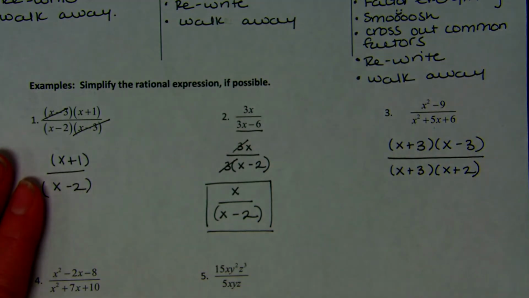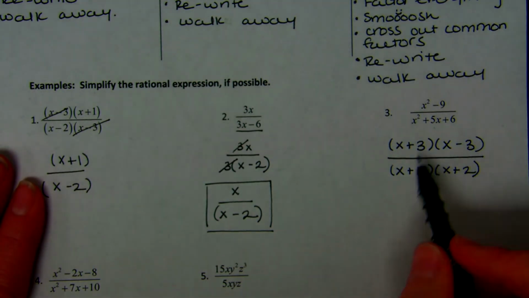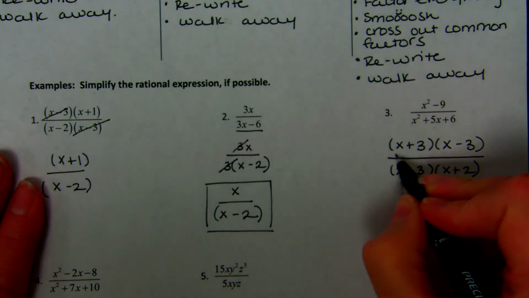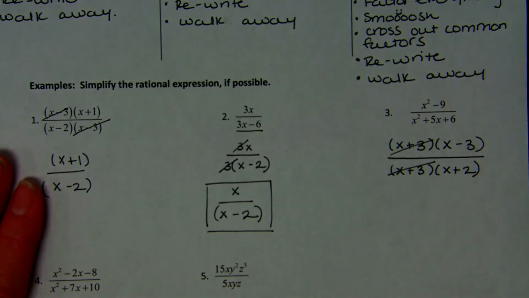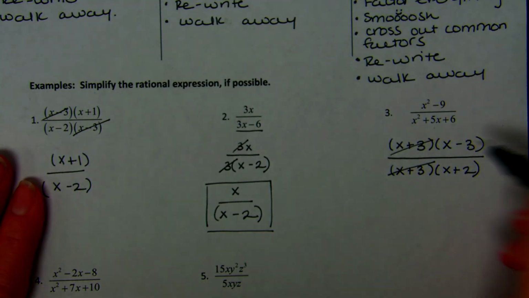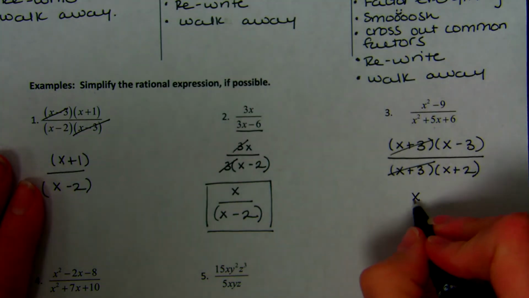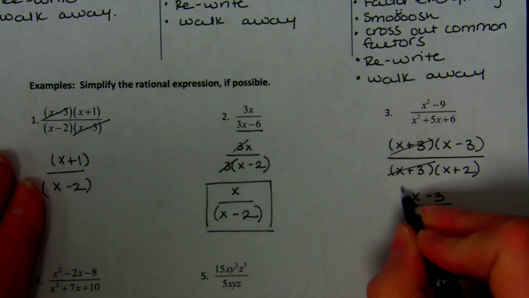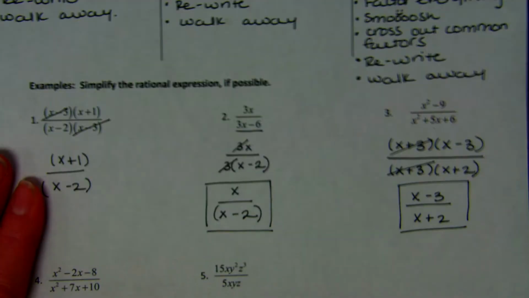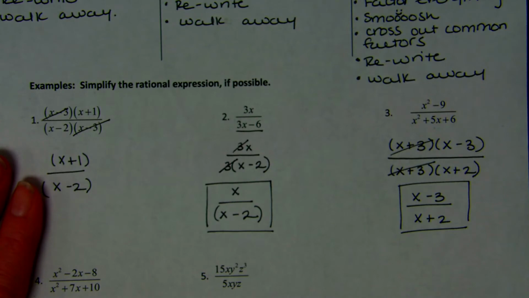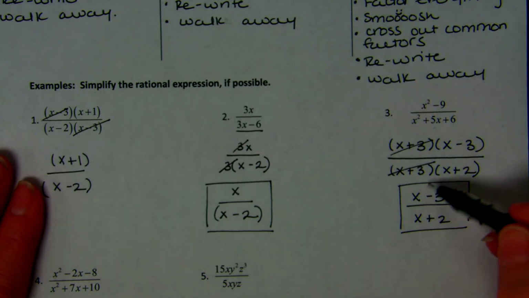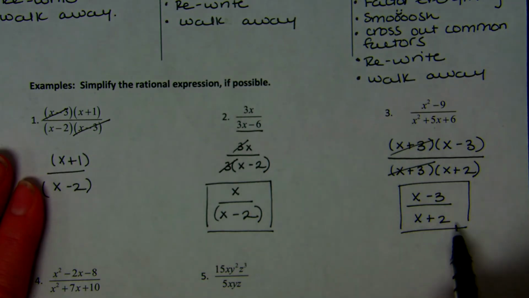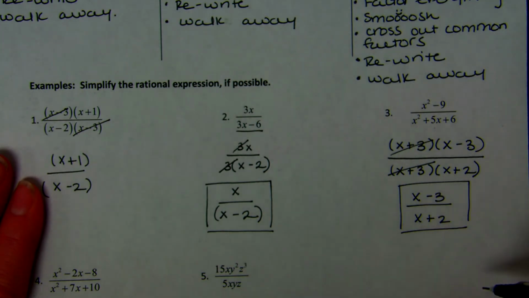And so then I look for common factors. Do I have anything that's the same in the top and the bottom? And here I have an x plus 3 here and here. So I cross those out. And then I rewrite this without that common factor. So it's x minus 3 over x plus 2. And that's my solution. And we walk away. Again, these x's cannot be canceled because this x is attached to the 3 and this x is attached to the 2, and I can't get rid of one without the other.